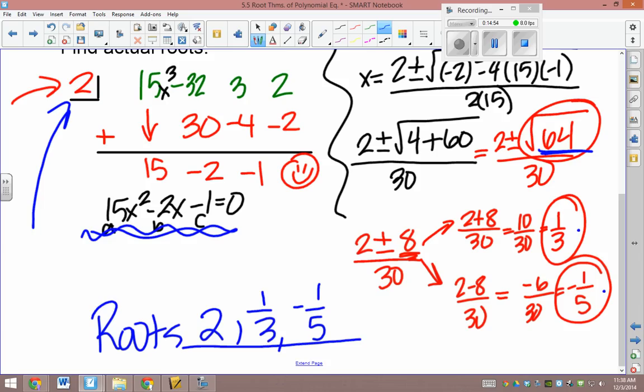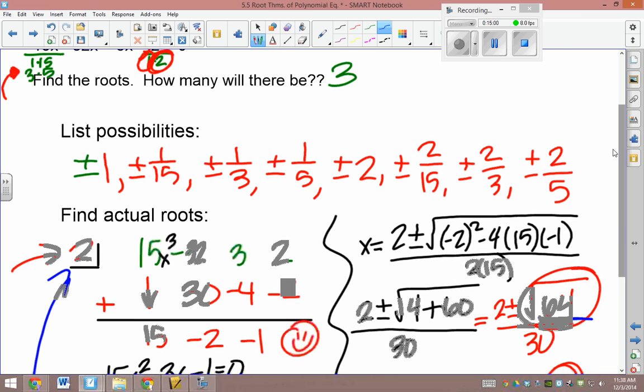One more thing I want to point out about this. These numbers, the 1/3 and the -1/5, they appeared in our possibility list. Okay, they were up here. So they were possible roots. In fact, if I would have put 1/3 in here to start, you would have still gotten a remainder of 0. You would have had a different quadratic to use in your quadratic formula, but you still would have gotten the same answers at the very end.